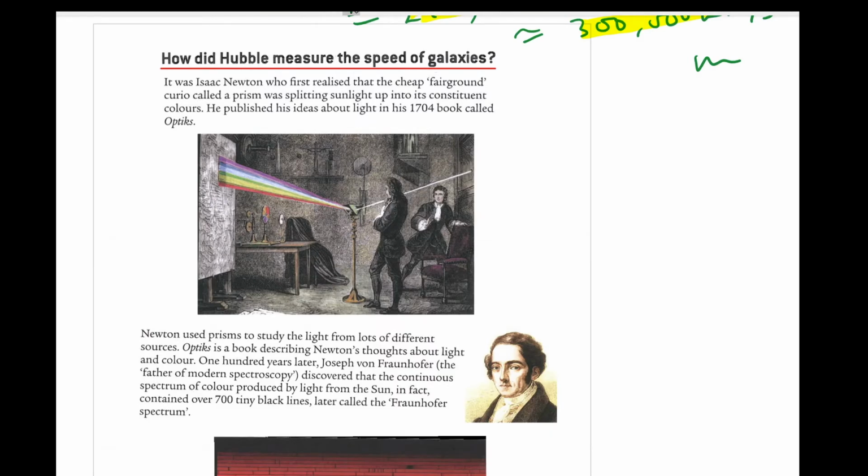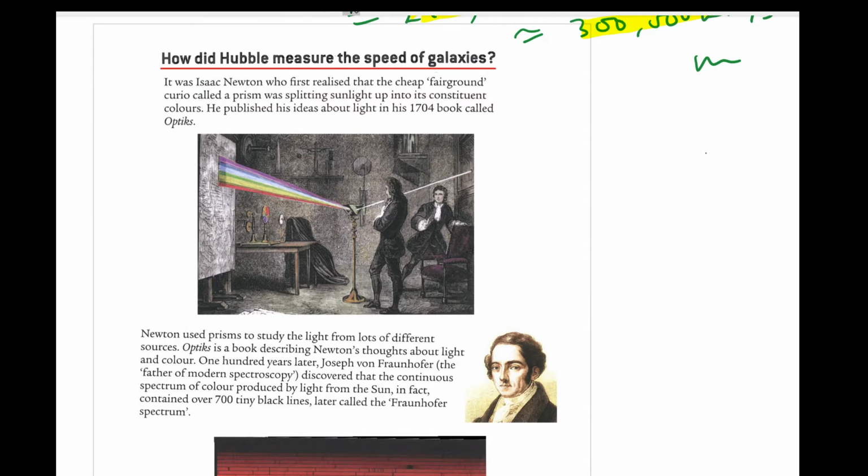So this is the second part of the Universe Year 11 triple booklet. We've already looked at what the universe is, how big the universe is, the fact that galaxies are moving away from each other at high speed, and it would appear that the further the galaxy is away from us, the faster it is moving away from us.